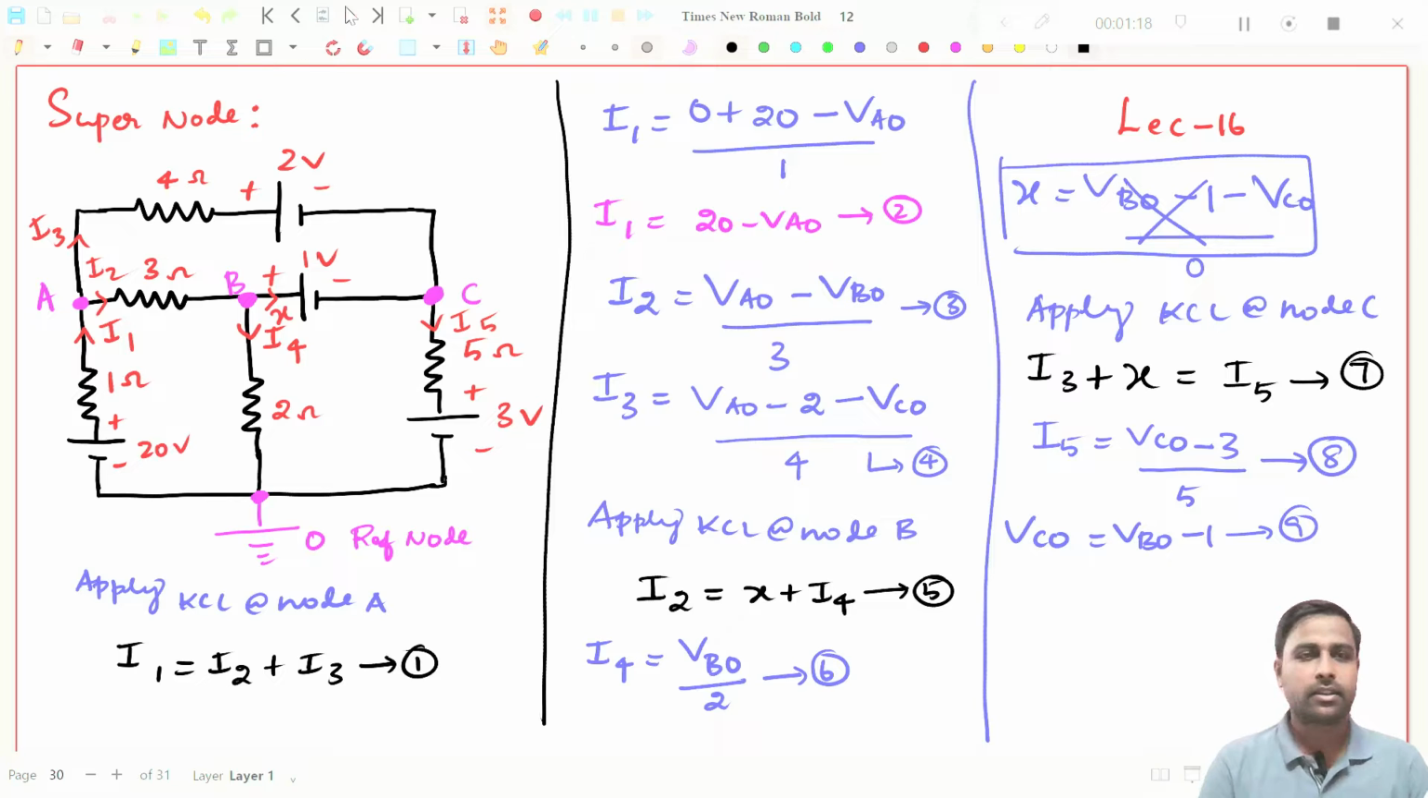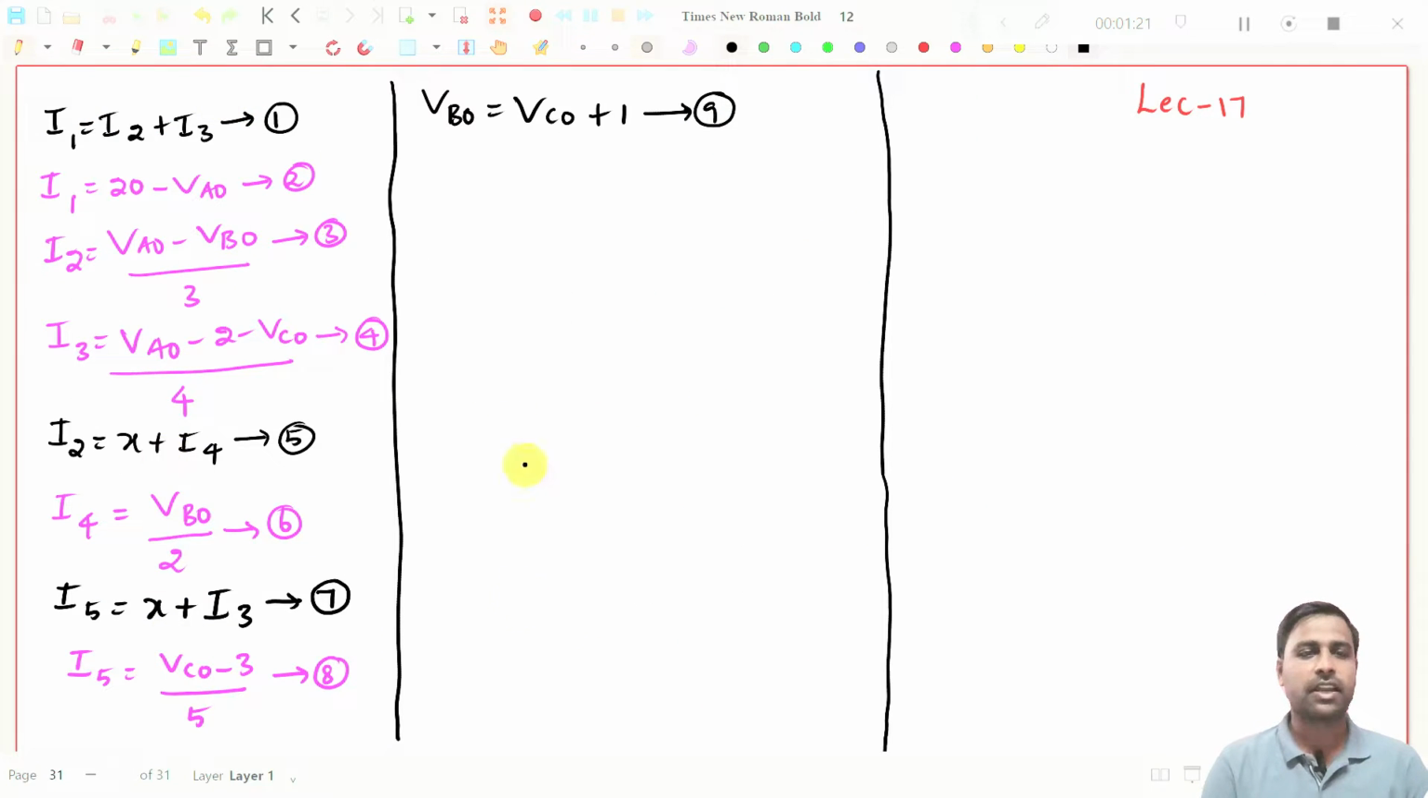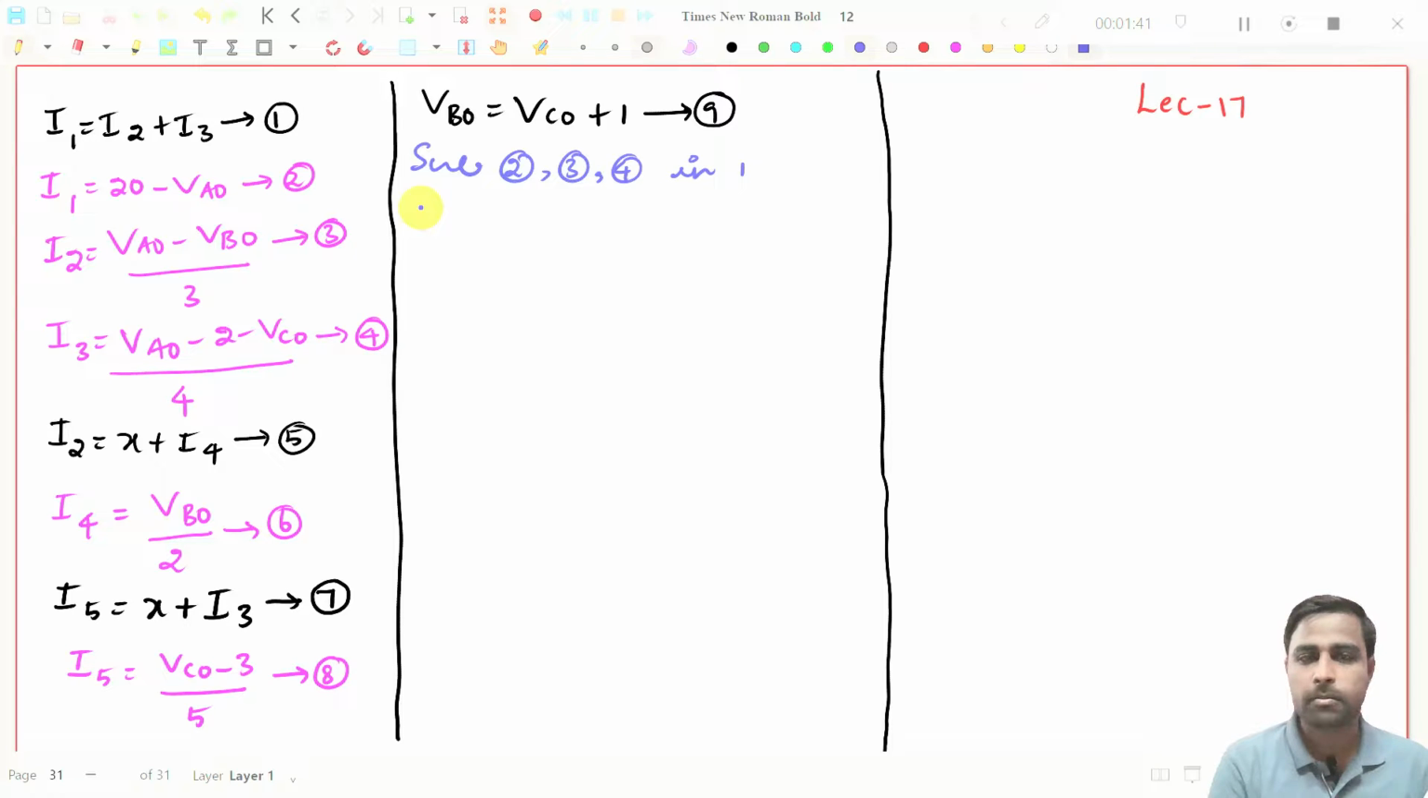So I have taken all the expressions and written them here. We now try to substitute the values. First we will substitute 2, 3 and 4 in expression number 1. Fine. Now what will we get?